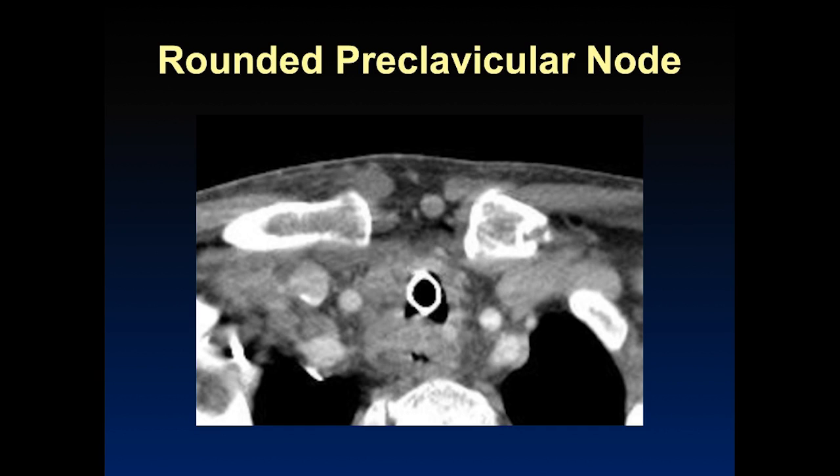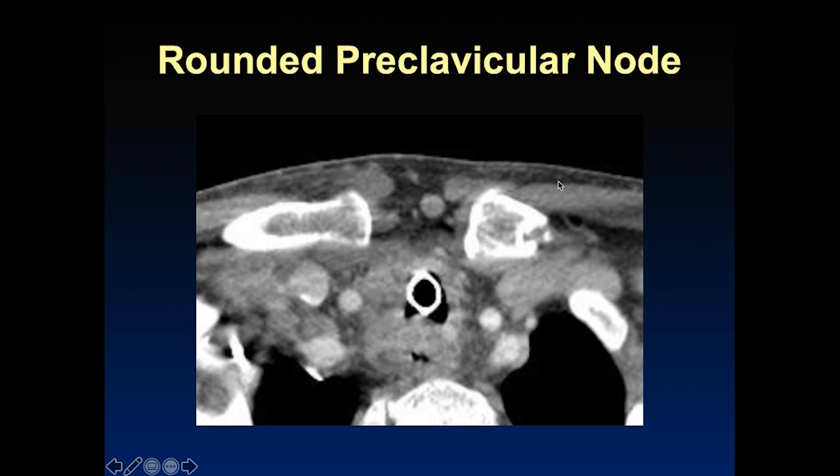What about here? This is that very inferior central compartment level 6 lymph node that we were talking about. It's a rounded preclavicular node, meaning that it's just medial to the head of the clavicle as you look inferiorly. And when these nodes are round or enlarged, they're almost always pathologic rather than reactive.